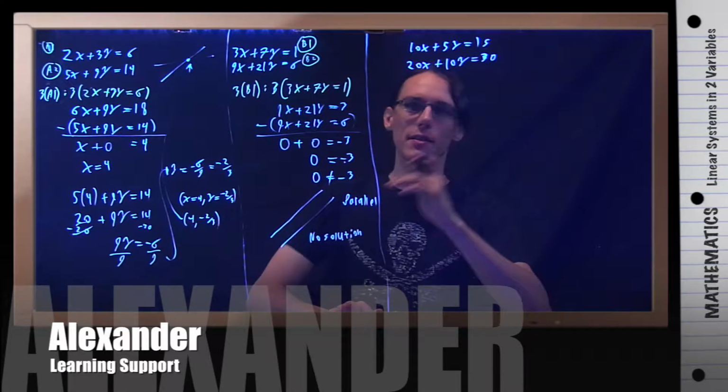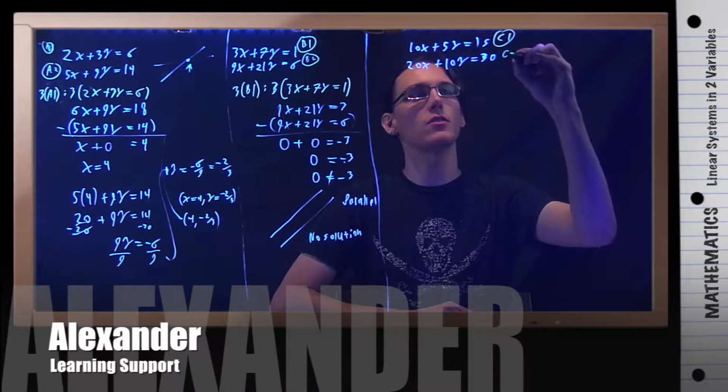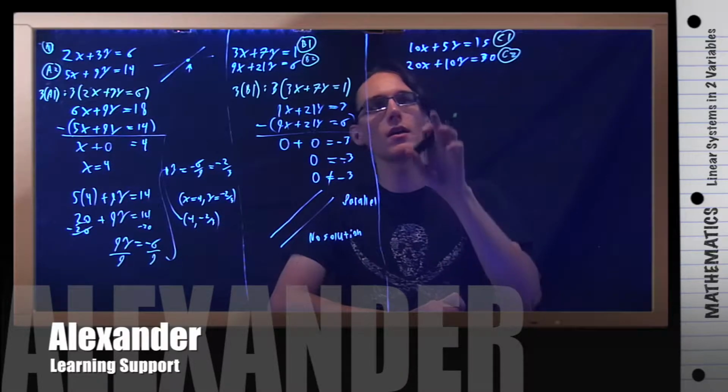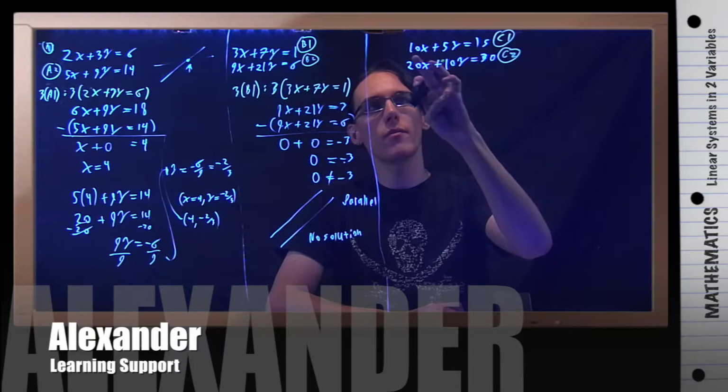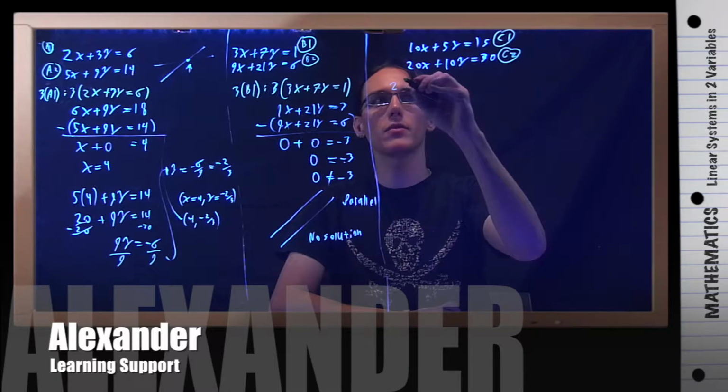Okay, let's look at this last example here. Call these equations C1 and C2. Same process. I'll think, all right, I want to get rid of one of the variables. I look at the x, and I notice, ooh, if I multiply this by 2, this will also be 20, and I can subtract. So that's exactly what I'm going to do.